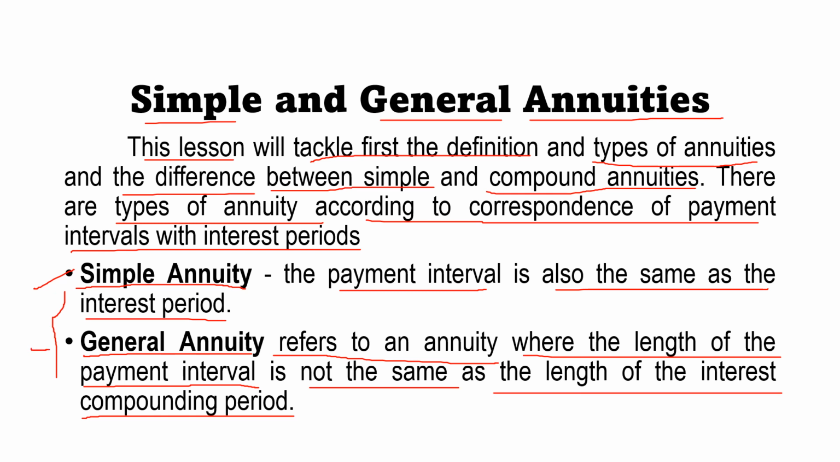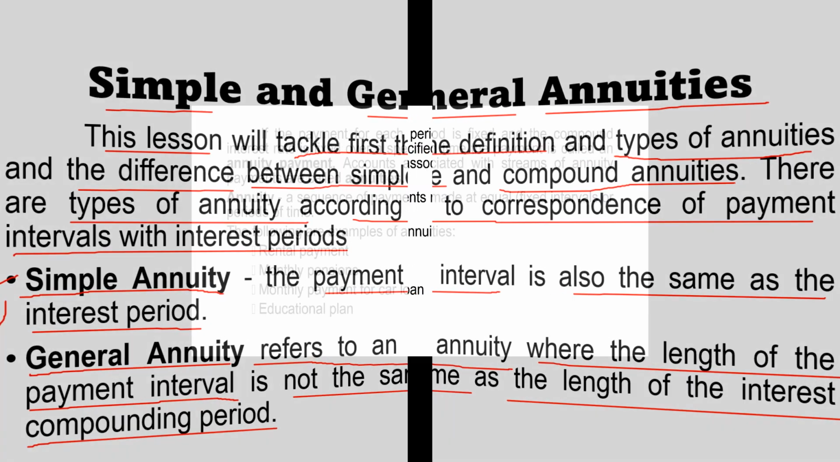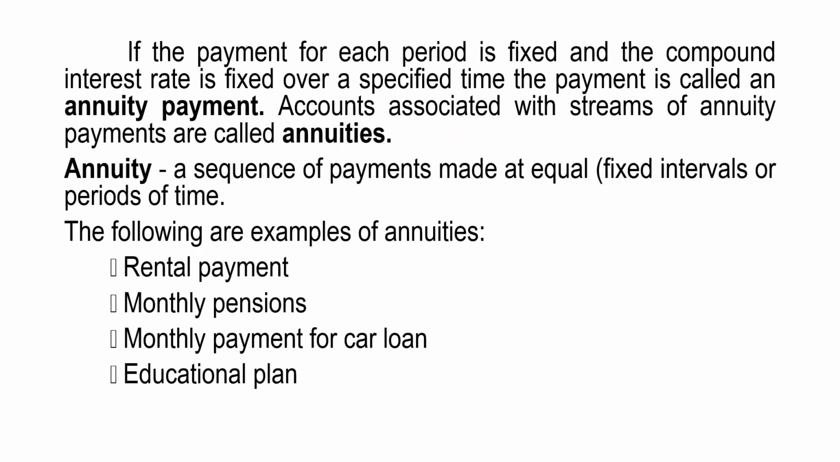We can give examples of these annuities, for example, rent payment, your pension, your monthly payment of a car loan or mortgage, and many more. If the payment for each period is fixed and the compound interest rate is fixed over a specified time, the payment is called an annuity payment.